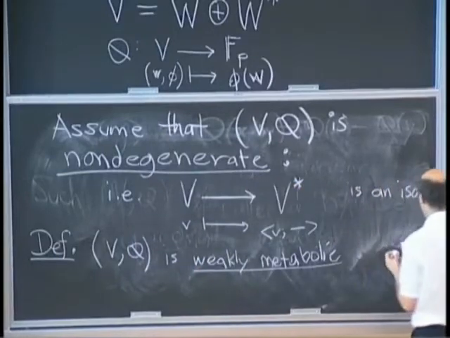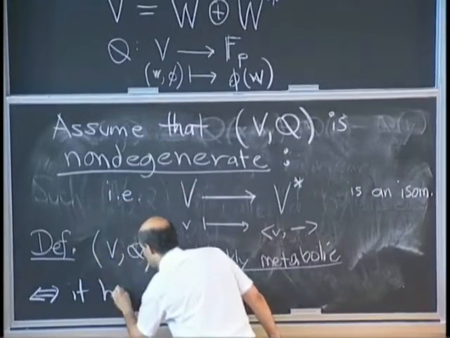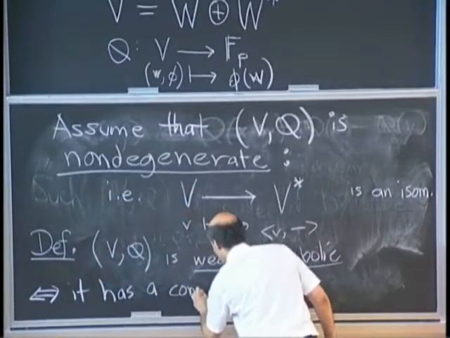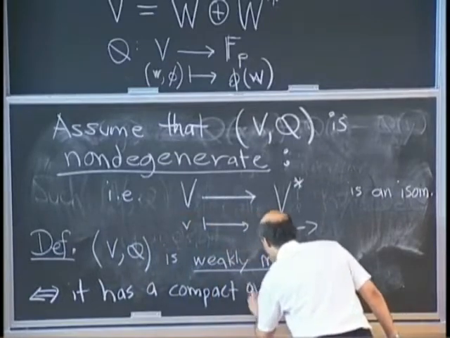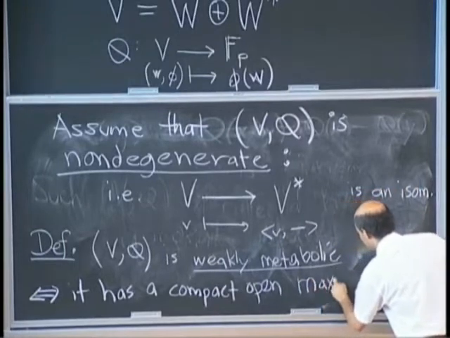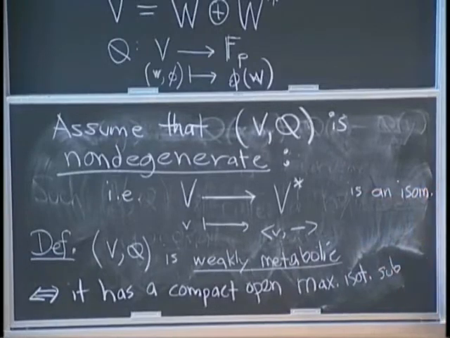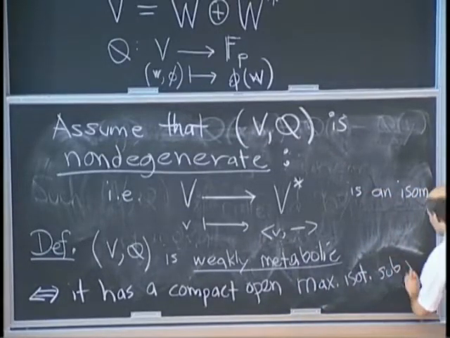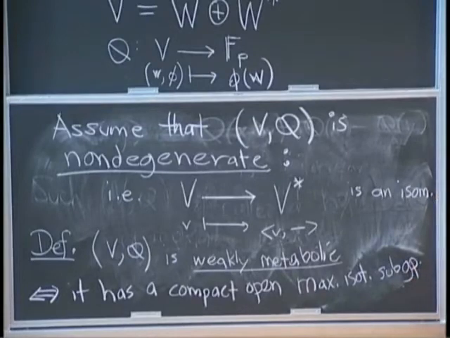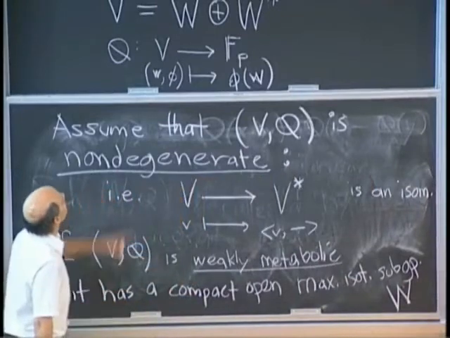if it has, I'll put some extra condition on it, a compact open maximal isotropic subgroup. And maximal isotropic is defined in the same way as before. So it should be something that's equal to its orthogonal complement, equal to its perp, and the quadratic form should restrict to 0 on it. Okay, and if you want an example of such a thing, you can do the same thing as here.